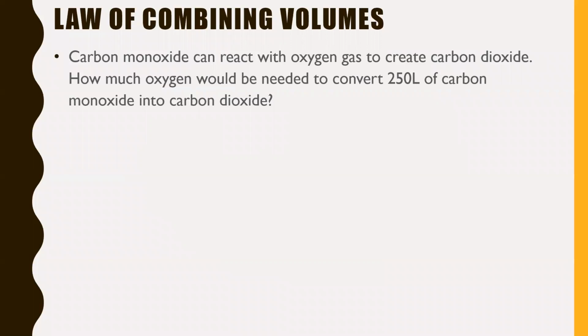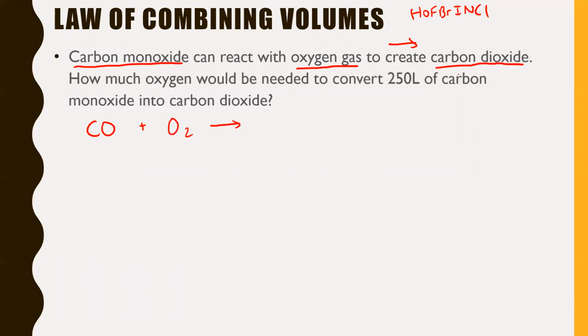Well, hopefully what you remember from these questions from before is that in order to do them, we have to have a balanced chemical formula. So if you read it carefully, you can see that this is going to be a formation reaction between carbon monoxide and oxygen gas, creating carbon dioxide. So carbon monoxide has the formula CO, and it's going to be combining with oxygen gas, which hopefully you remember is part of the Hofbrinkel, those weird elements that just don't like existing on their own. So oxygen, of course, doesn't want to exist on its own, so it's going to be O2. And this is going to form carbon dioxide, which of course is CO2.